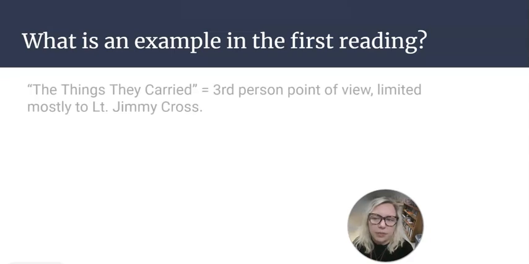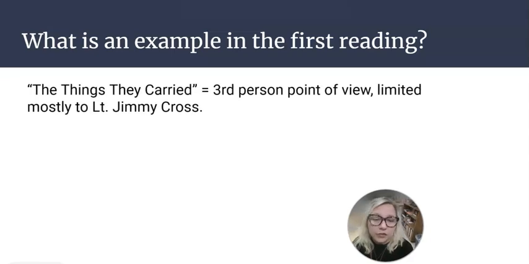What is an example in the first reading? Well, first of all, the first chapter, called The Things They Carried, is a third person point of view. And it's limited in omniscience mostly to Lieutenant Jimmy Cross. We are mostly in his head, hearing about how he's thinking about Martha and what she might be doing or not doing, right? And then also Ted Lavender and his death and how Cross is going to deal with that.